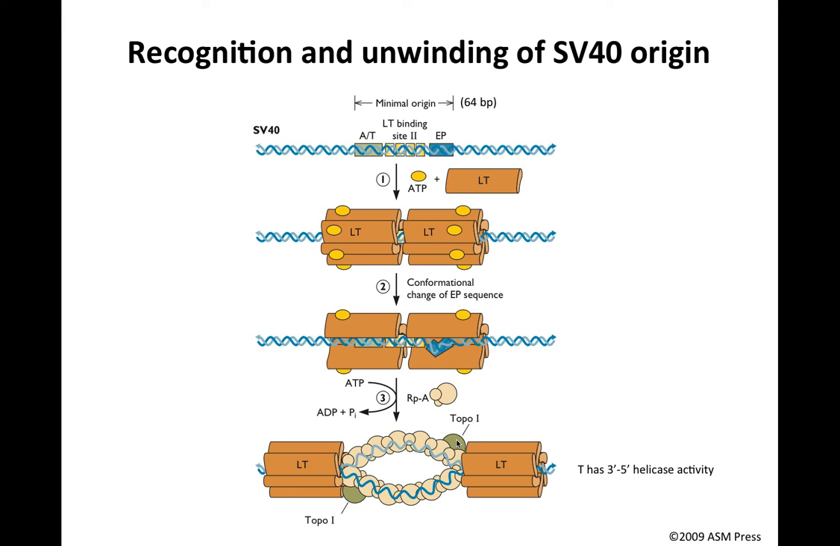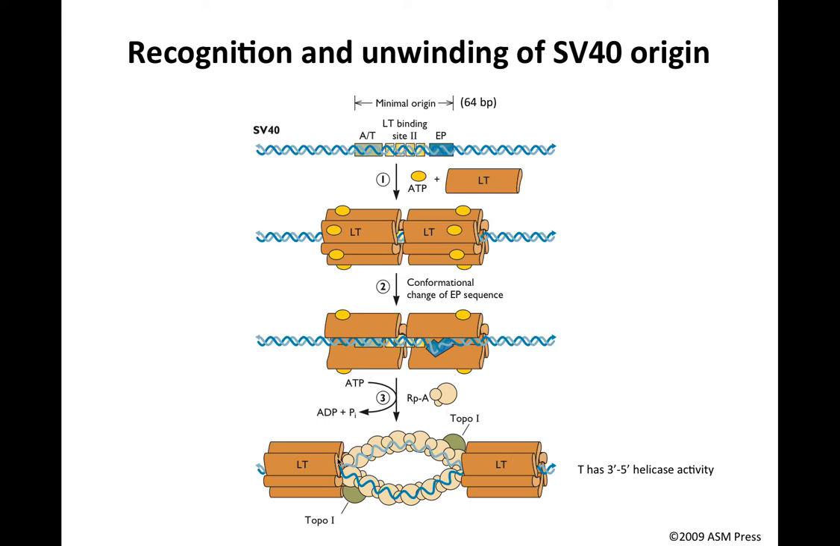So, of course, to replicate the DNA, you have to denature it. You can't replicate a double strand. You have to get the single strands isolated, and that's what the function of this is, the binding of RPA and topo 1. And that can only happen when large T is bound.